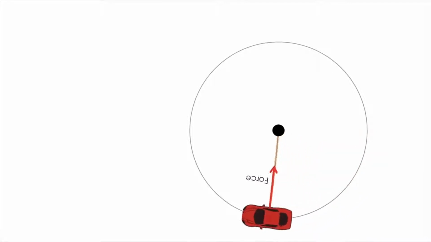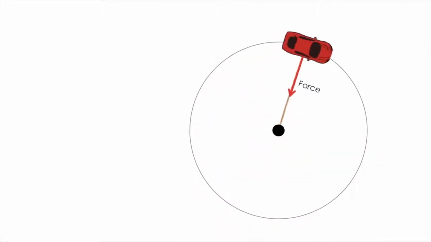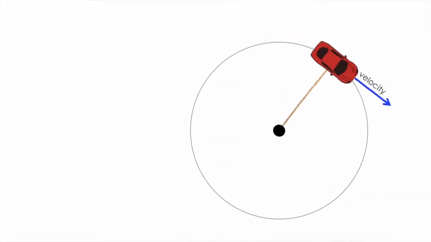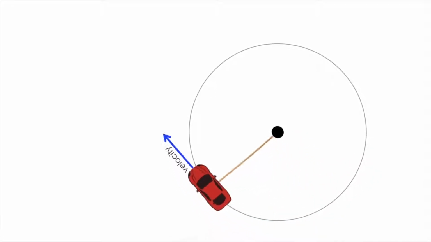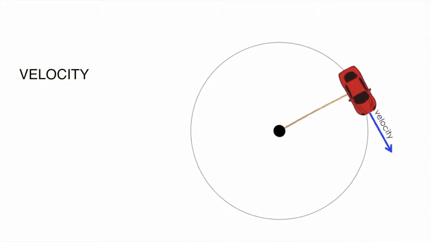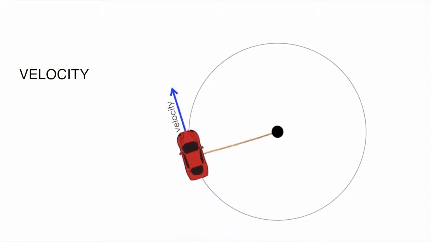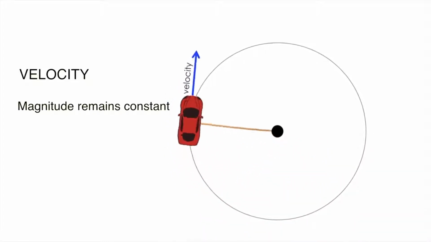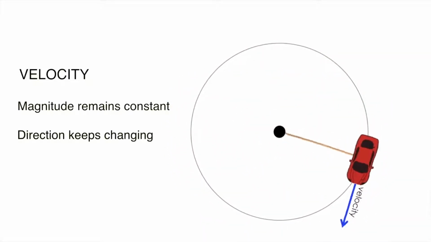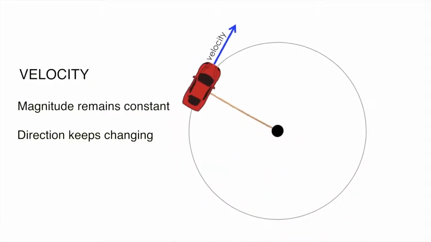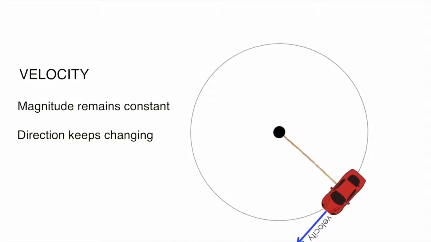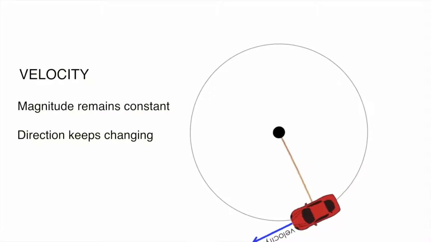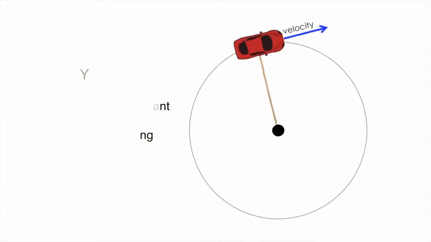Now we all know that a force causes acceleration. So let's find out where the acceleration is in this case. While the speed of the car remains unchanged, the velocity of the car changes continuously. How is that possible? The magnitude of velocity remains constant, whereas the direction of velocity changes continuously, which means that the velocity is changing over time. Hence, we say that the car is accelerating.